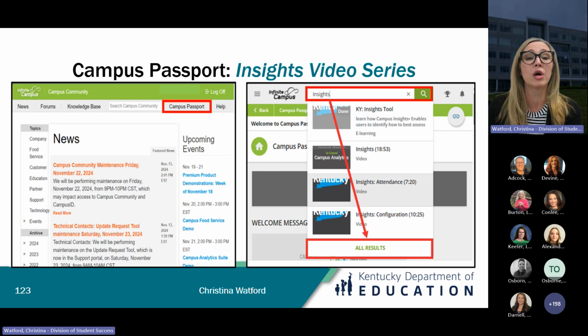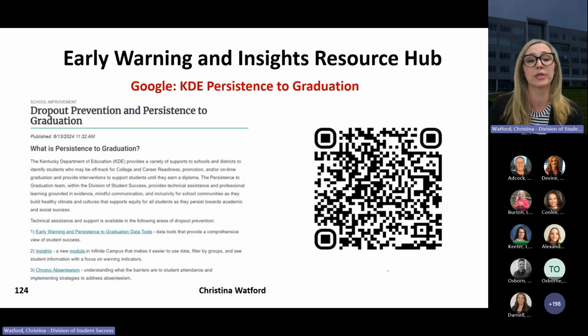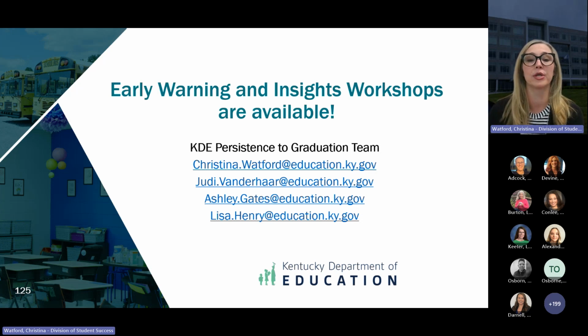You also will have some additional resources posted on the Early Warning and Insights Hub that the Persistence to Graduation team has put together. We don't have a whole lot of Insights resources posted there right now. There are a couple, but there are more that will come in the next couple of months. And so we will have a couple of videos that we get posted on there as well that will help to walk people through the dashboards. And then finally, rounding out your opportunities to be able to connect further, we're going to move really quickly today.